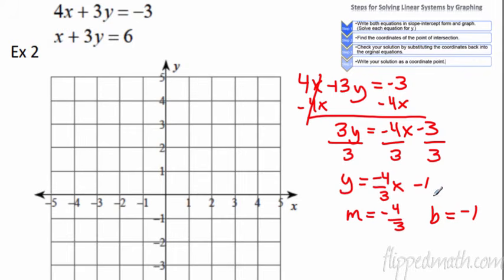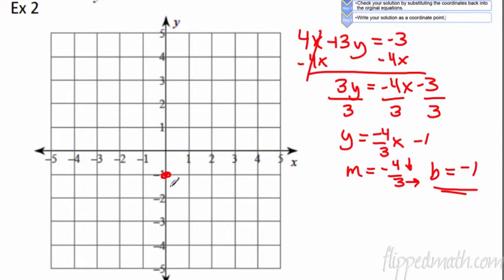So let's go to the graph. We're going to start at negative 1. Remember, you start at the y-intercept, and then we use the slope to get the next point. The slope here is down 4 over 3. Okay, remember the top number's up and down, and the bottom number's left and right. And so we get down 4 and over 3. Can we fit that on the graph? Down 4 over 3, you betcha.